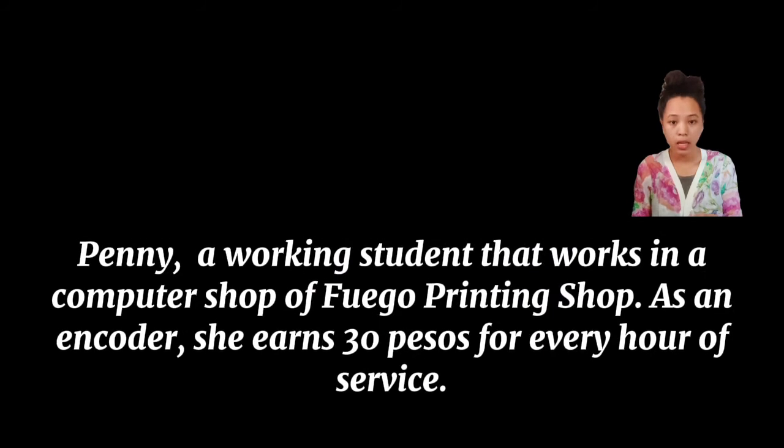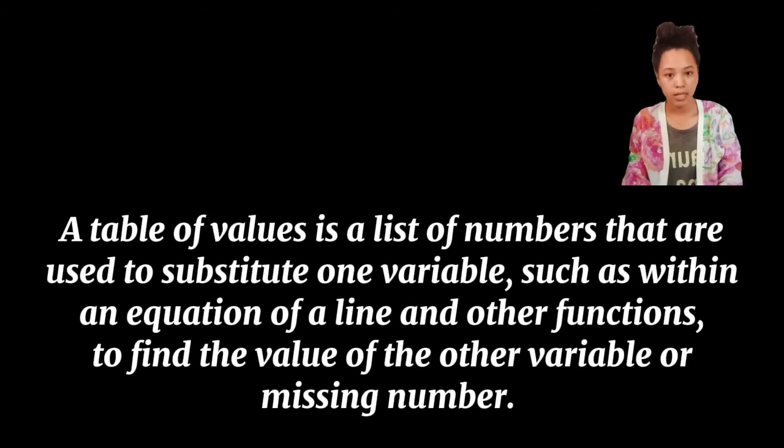Now, I am going to present to you an example of how the representation of function can be used. Here, we have an example. Penny is a working student who works in a computer shop of Fuego Printing Shop. As an encoder, she earns 30 pesos for every hour of service. A table of values is a list of numbers that are used to substitute one variable within an equation of a line and other functions to find the value of the other values or missing number.